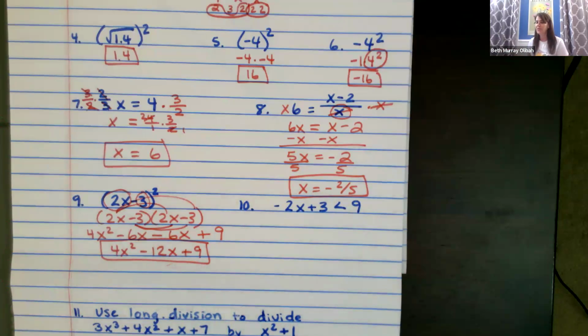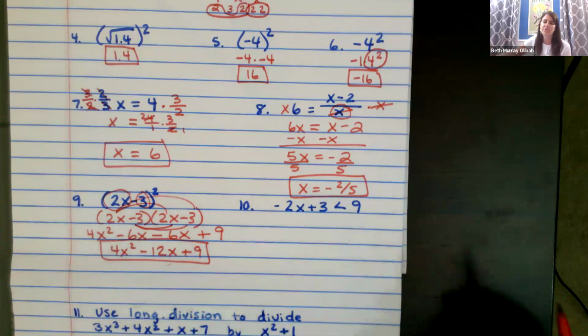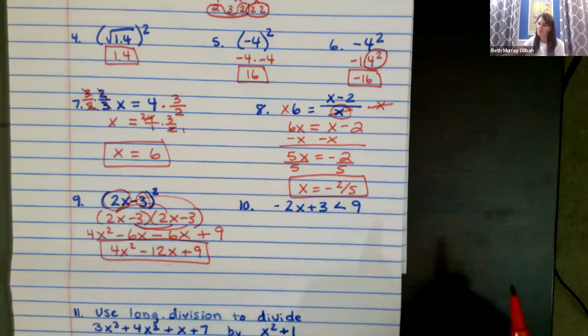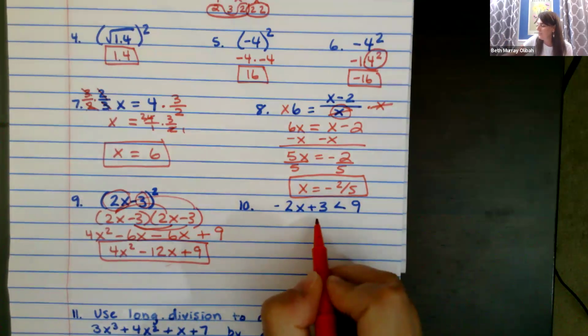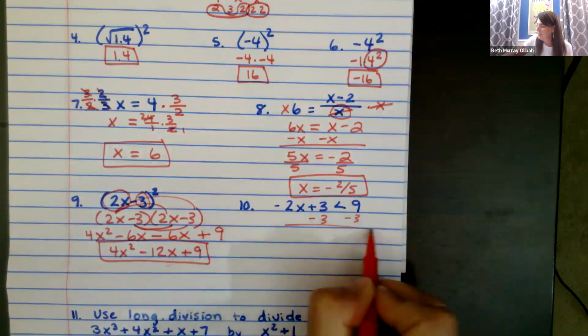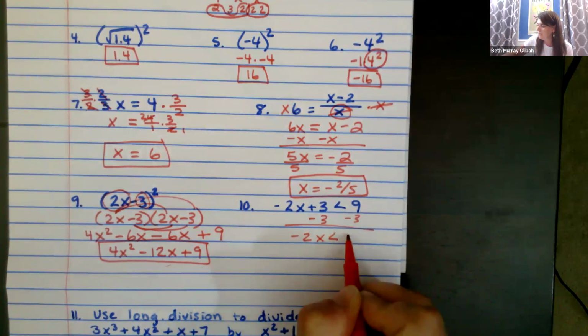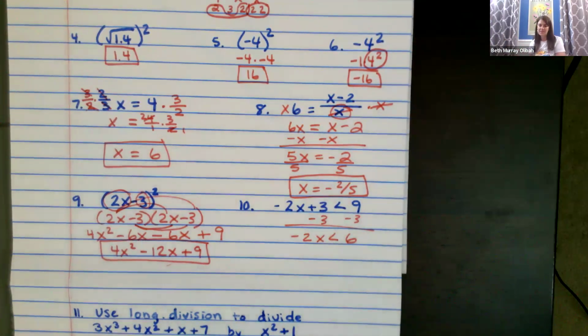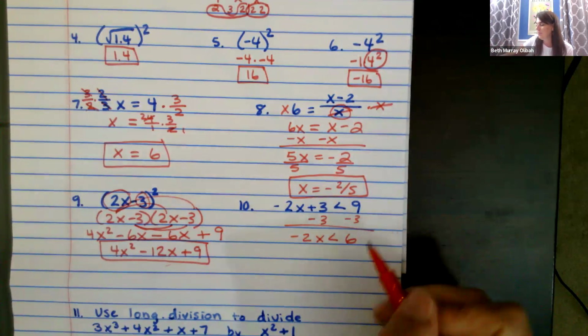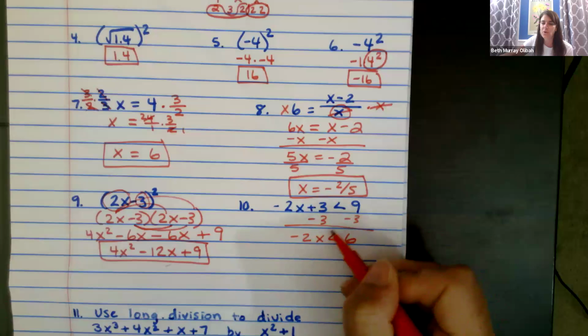All right, number 10, I'm solving an inequality. The good news is you solve this just like you would solve a problem with an equal sign, but there is one trick. So my first step would be to subtract 3. So that's not anything tricky. But my next step is to divide by a negative. There are two things that when you're solving problems make you flip this inequality.